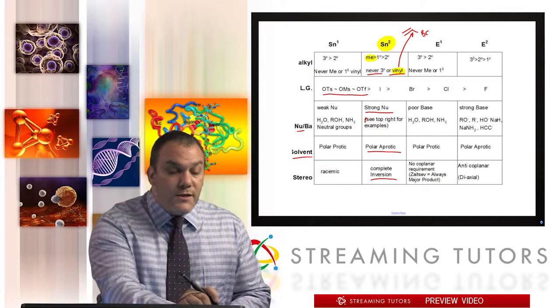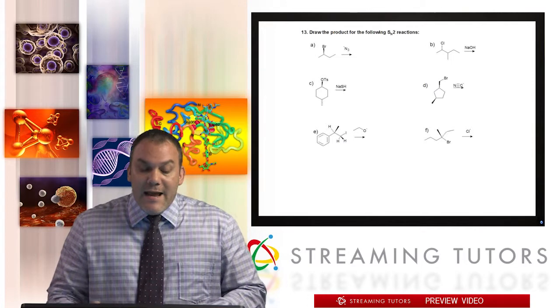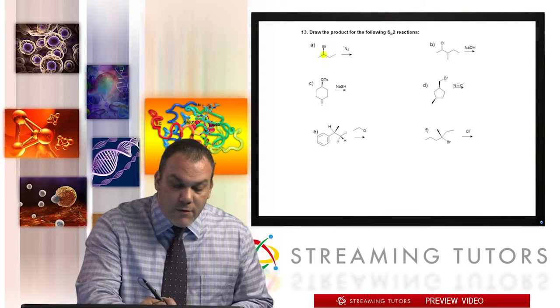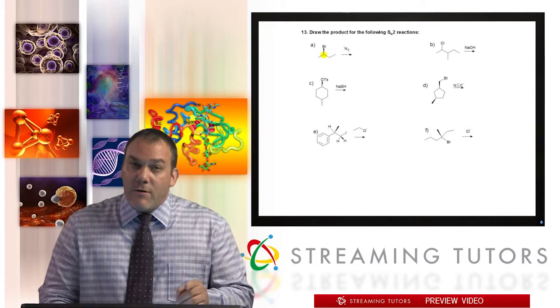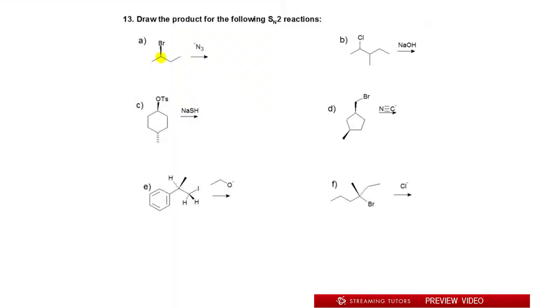Okay, now let's use this in our problem solving. The first one says, draw the product of the following. Now, notice that this carbon is chiral right there. And if that's chiral, then I must show inversion. I have to show that, in this case, the N3 is going to come in from the back. So notice that I just have to switch. If the Br is on the wedge, the N3 is coming in from the back. That is inversion. You will never get the N3 on the wedge, because that means it's retention. It's not inversion, and you only get inversion with SN2.